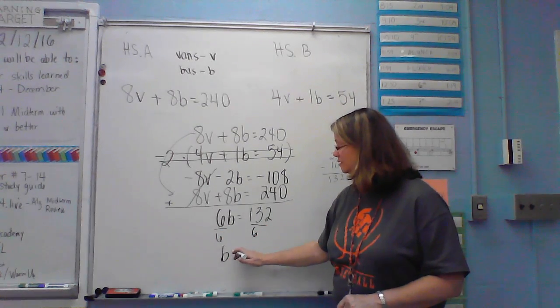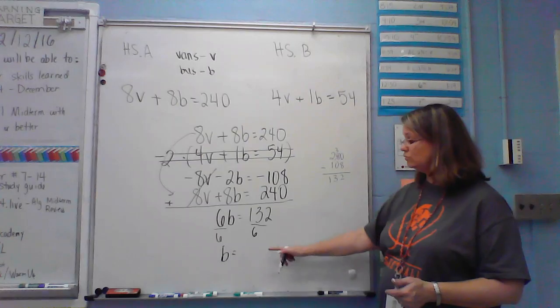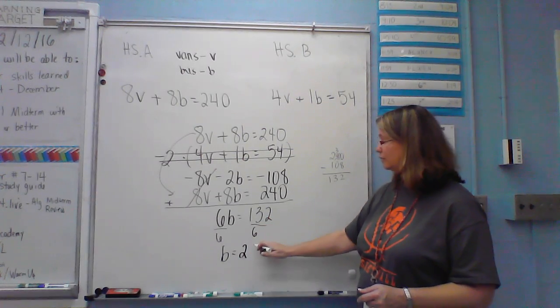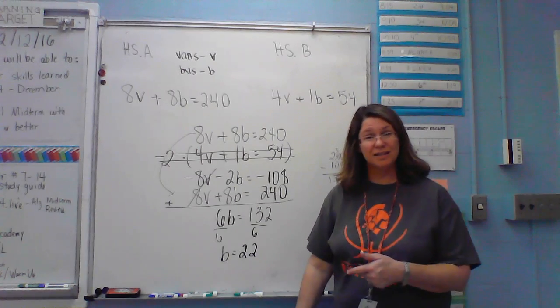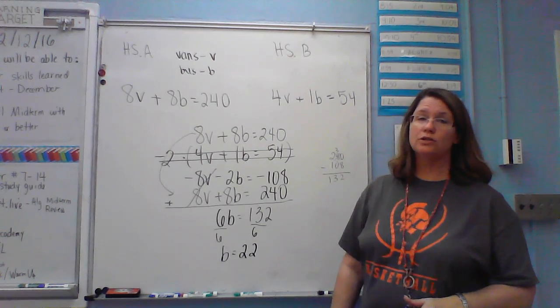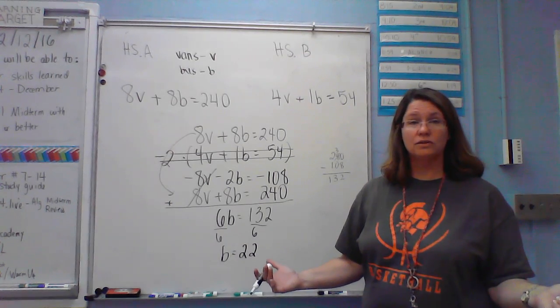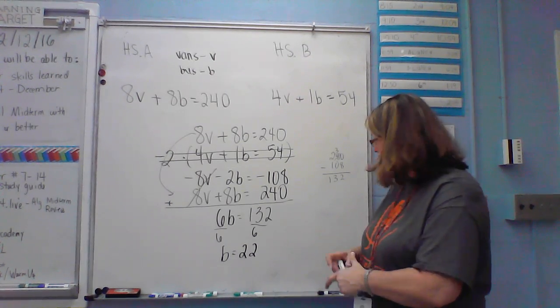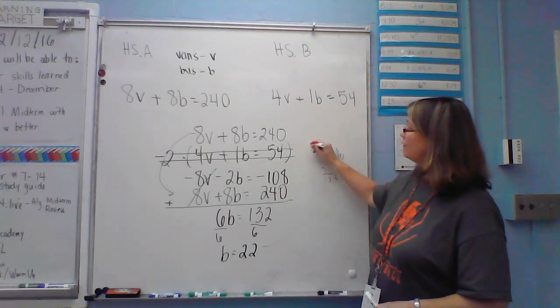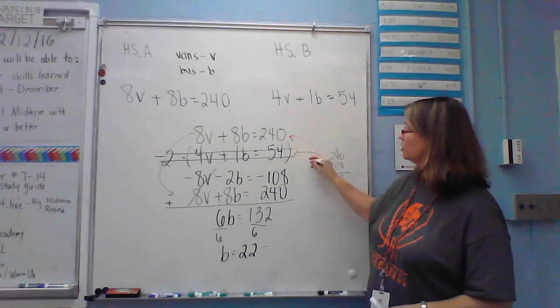So how many times does 6 go into 132? Well, 6 goes into 13 twice. Leave the 1, that would leave a 2 as well. So the buses are going to carry 22 kids. Every bus will have 22 kids. But what about vans? Oh, you mean we have to take our answer and go back to one of these equations and figure out what the vans would hold?